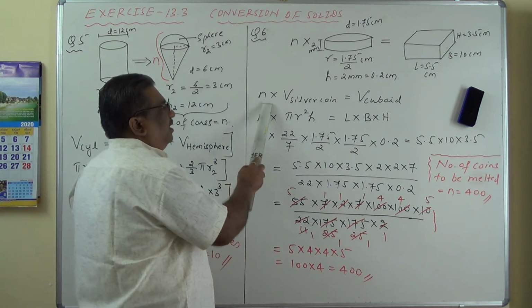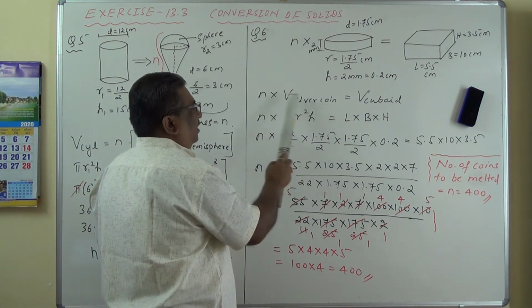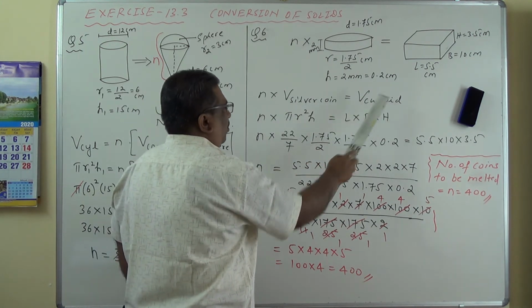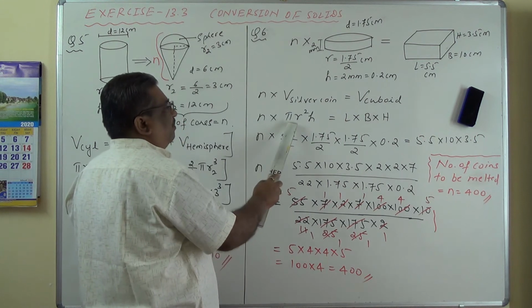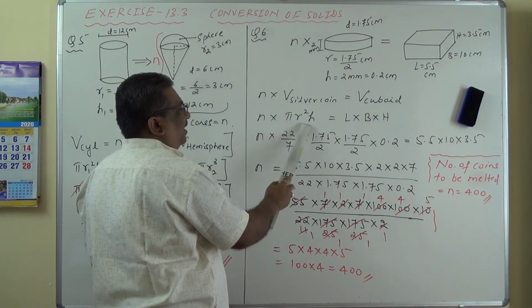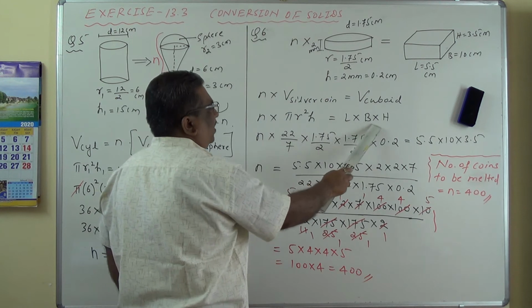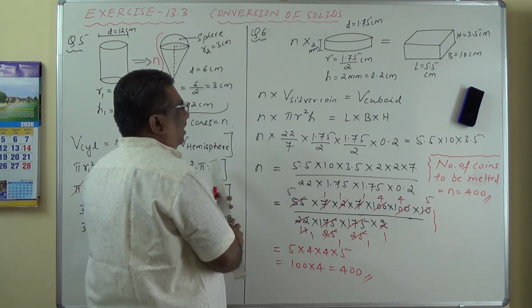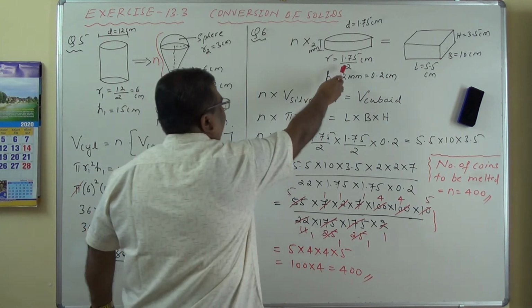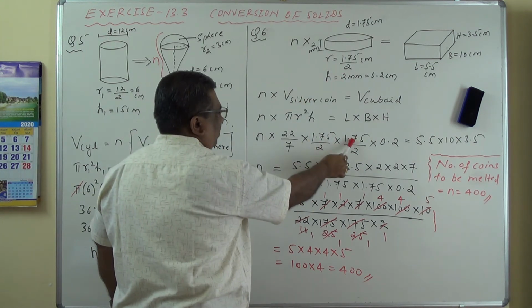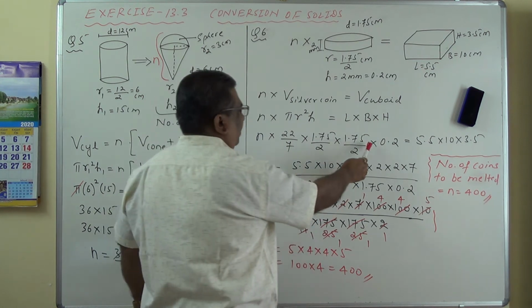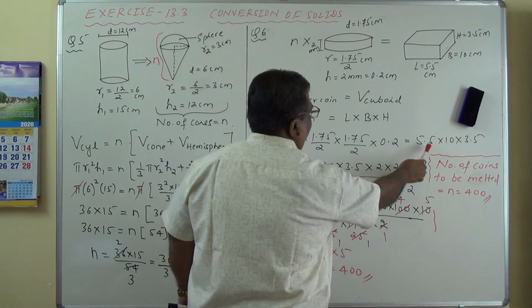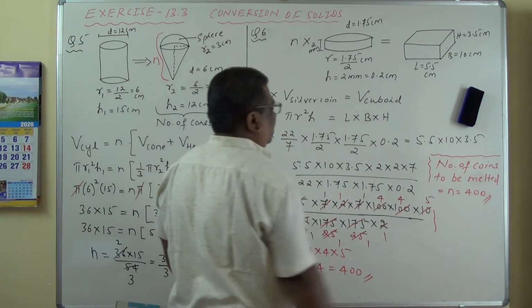So n into volume of each silver coin is equal to volume of cuboid. This is a cylindrical shape, so n into pi r square h should be equal to L into B into h. Fill up the values. N into 22/7, and what is radius? 1.75/2. So 1.75/2 into 1.75/2 into 0.2. This 0.2 is the thickness, which is height here, is equal to 5.5 into 10 into 3.5, LBH.